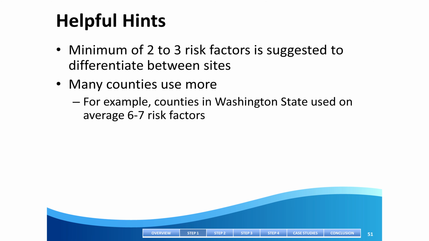So Thurston County and several counties in Washington have used as many as 6 or 7, and even beyond that. I think Thurston County used 9 risk factors. Is that right, Scott? Yeah, for runoff road.